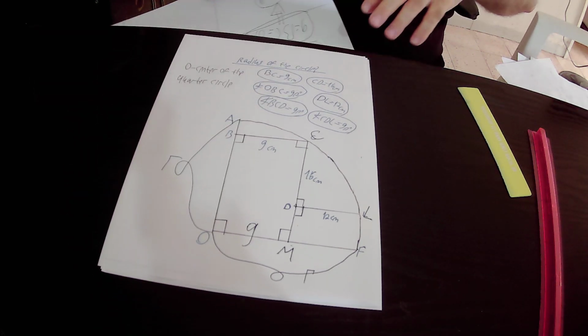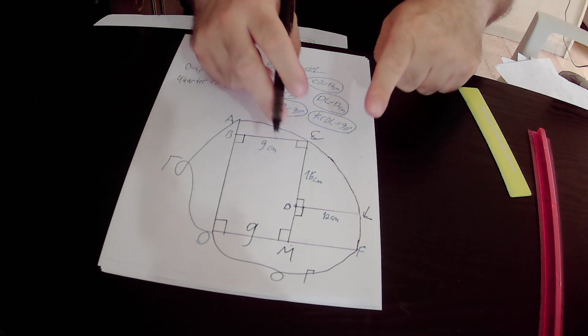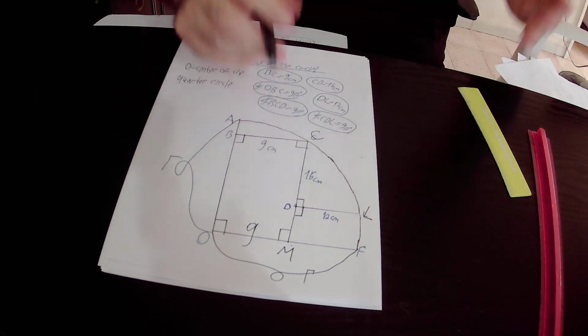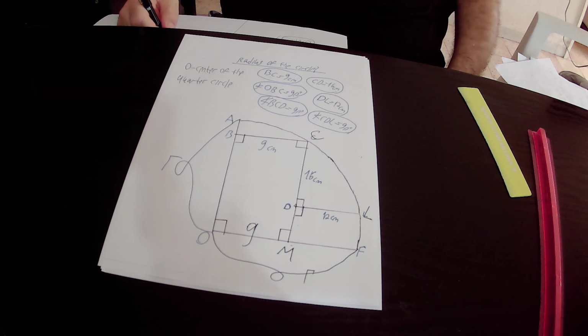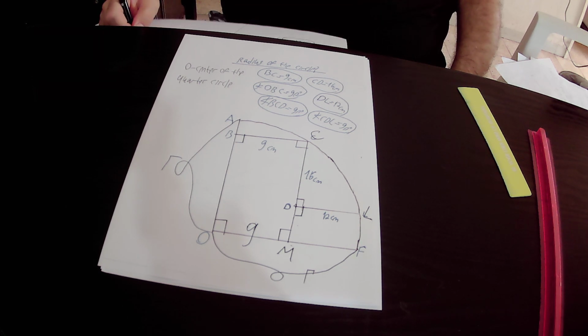Likewise, we know that OF is the radius of the quarter circle, therefore it is absolutely a straight line. So I can write down that OF is a straight line. It's the radius of the quarter circle.